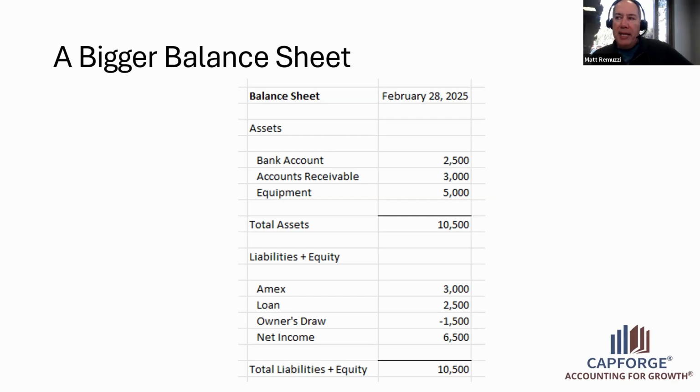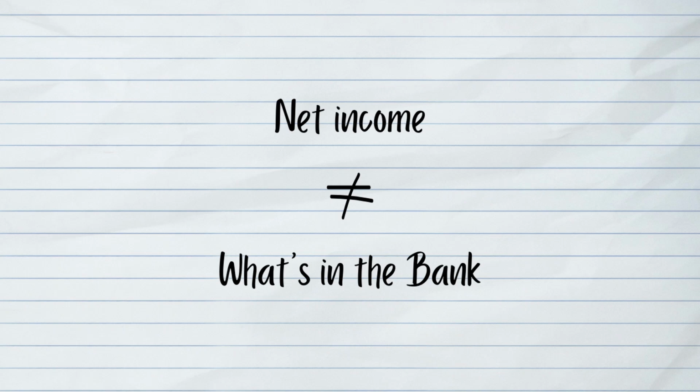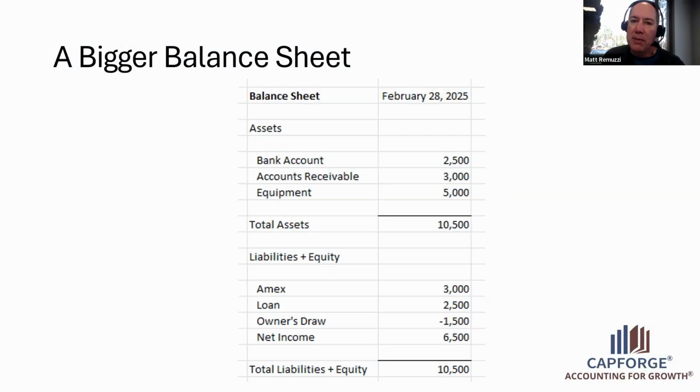So notice the bank account number, $2,500, and the net income number are not the same. Don't look at the net income and expect to see that much in the bank. Just because you've made profits of a certain amount, that doesn't mean that's how much is still in the bank. We might have used some of that money to purchase the equipment. So it's not a direct relationship between what's in the bank and how much profit the business has made. And as you can see, this balance sheet is perfectly in balance, even though those two numbers are $4,000 apart. So those are not the same thing. Bank account balance and profit are not the same thing.